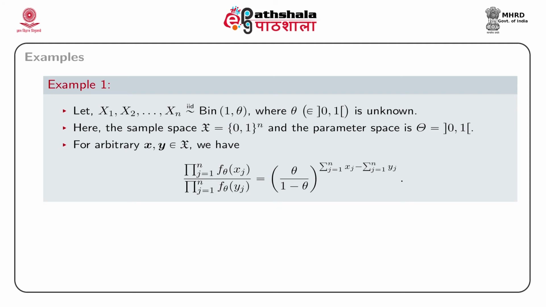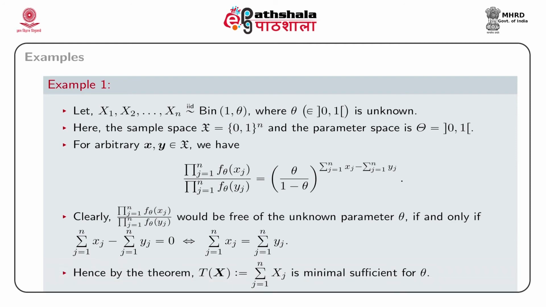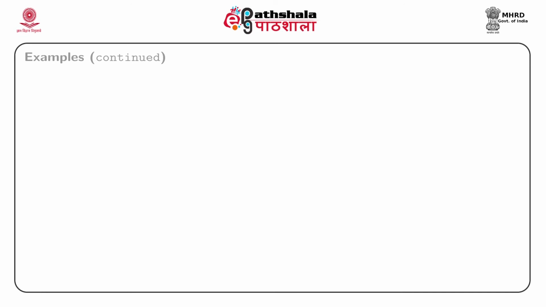From 1, it is clear that the ratio of the product over i from 1 to n of f_θ(x_i) divided by the product over i from 1 to n of f_θ(y_i) would become free from the unknown parameter p if and only if summation x_i equals summation y_i. That is, if and only if summation x_i and summation y_i are equal. Hence, by the theorem, T(x) equals summation x_i is minimal sufficient for p. Next, we consider another example.